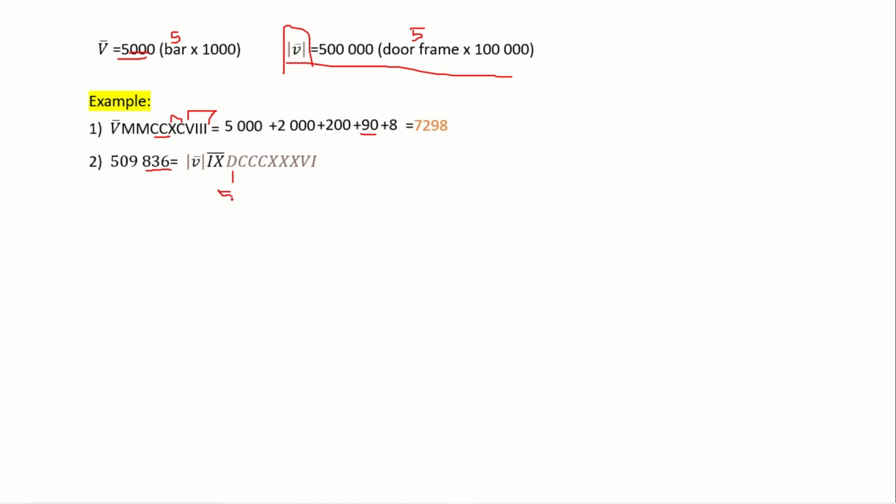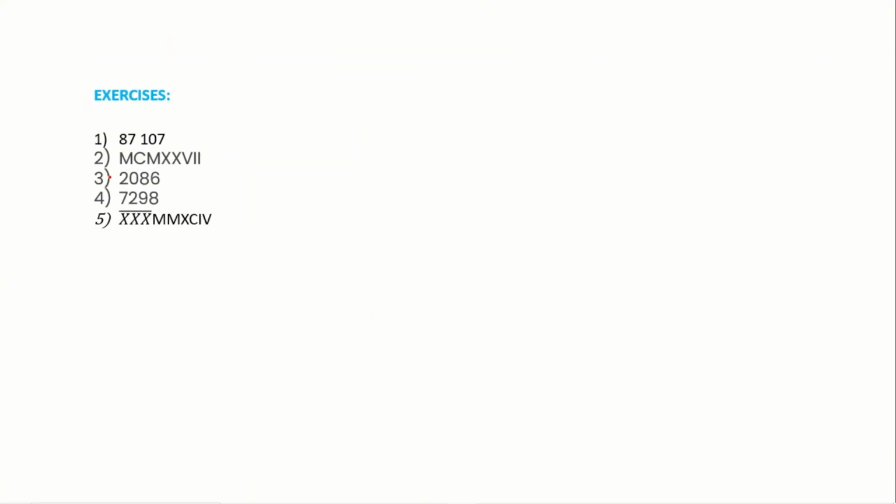D is 500, and we know C is 100, so three Cs become 300. So it becomes already 800, which is this already. Then XXX is equivalent to 30. Then 6, this one is 6. So you get the answer here. These are some exercises that we have. Just do this, and we will have an answer also here. So that's it.